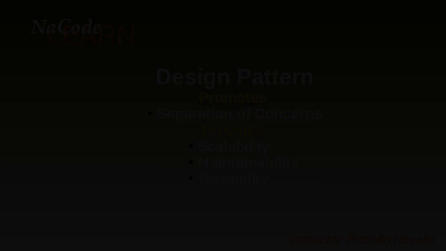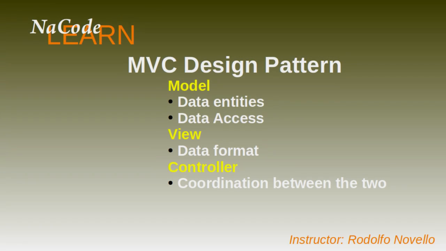The MVC design pattern describes a model with data entities and a way to access them, a view which represents how the data is presented to the user, and the controller, which controls or coordinates the data presented by the model to generate the view that the end user receives on his end.